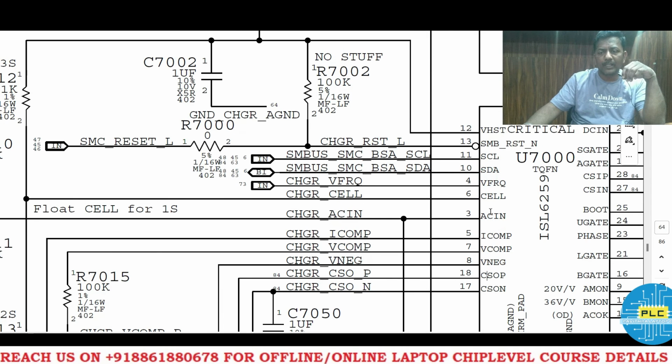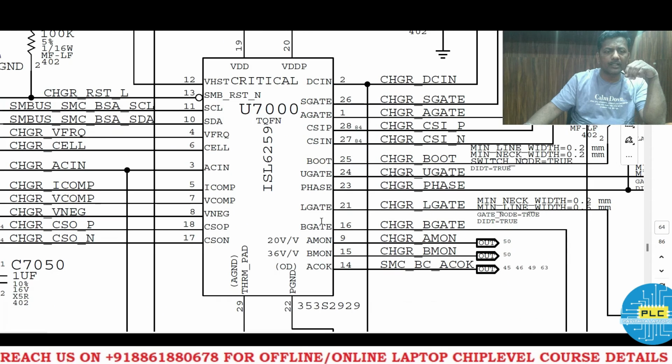Okay, what do we have? What are the left connectors? We have CSOP from the battery positive side and negative side, as well as CSIN, I mean adapter positive, adapter negative, and CLR, two CLR inputs positive and negative. S gate we have, A gate we have, DC in, VDDP, VDD, and this one, what is that, AC in, ICOM, VCOM. This is the current information comparator, this is the voltage comparator.